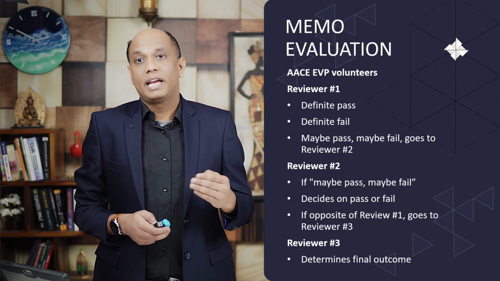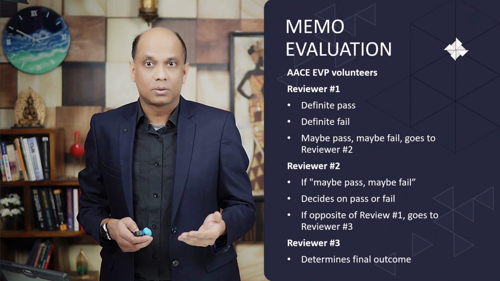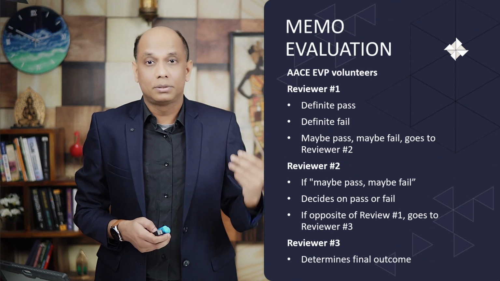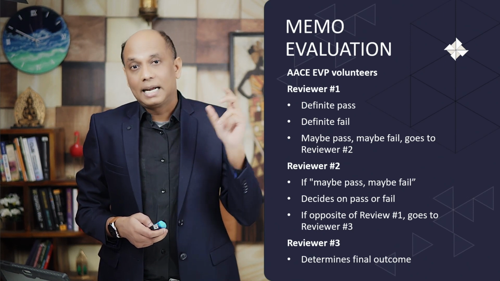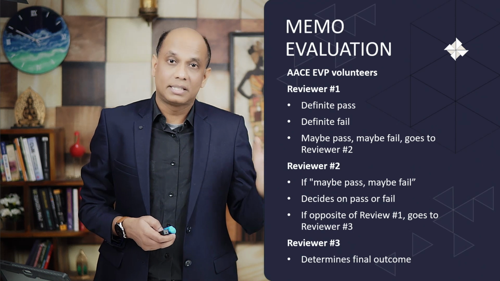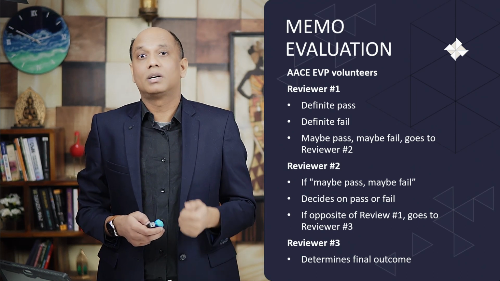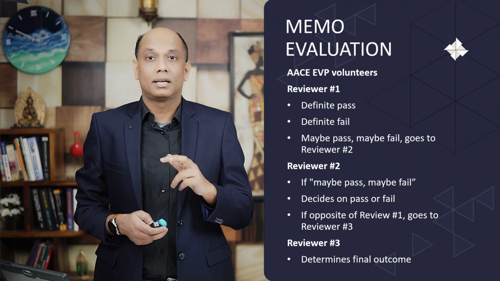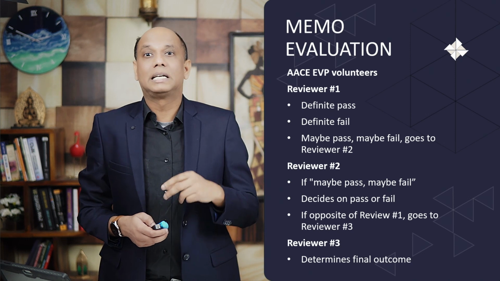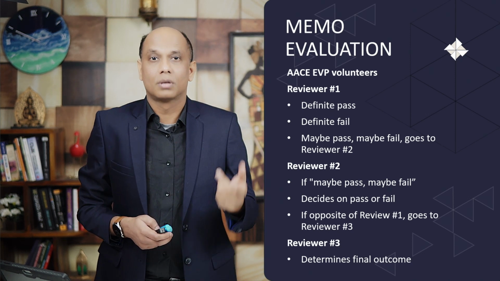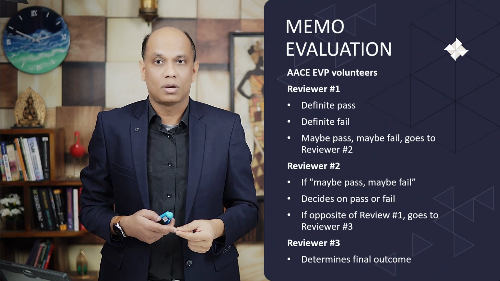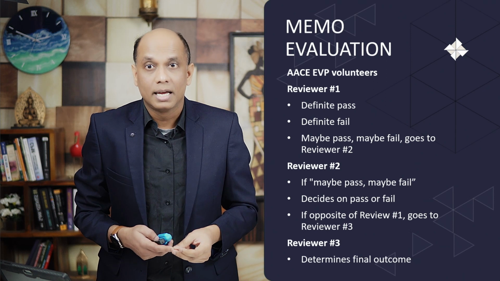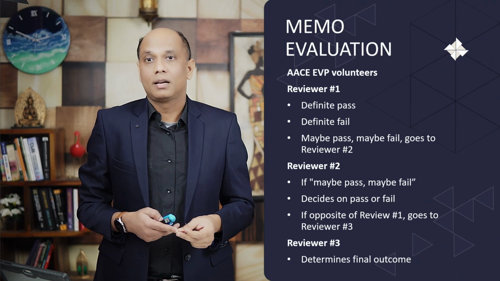If it's a borderline case, close to passing or failing, then it will go to reviewer number 2, a different person, and that person reads the memo to decide if it is pass or fail because it's right on the borderline. If reviewer 1 and reviewer 2 come to different conclusions, in other words, if one says you pass and the other says you fail, it goes to reviewer number 3, who determines the final outcome.